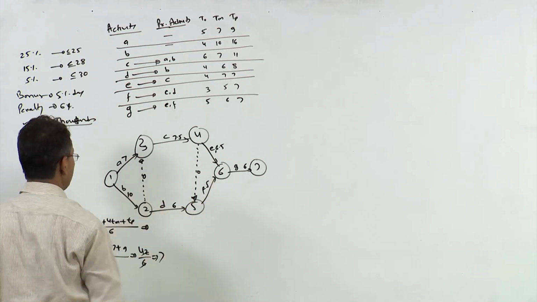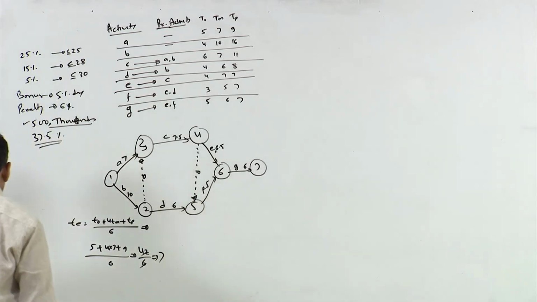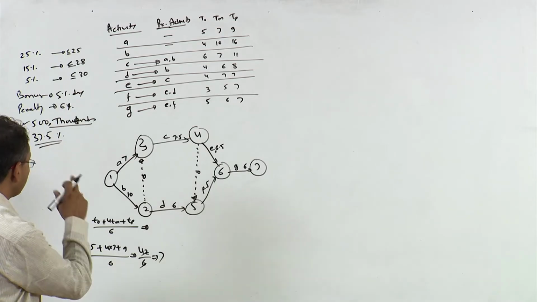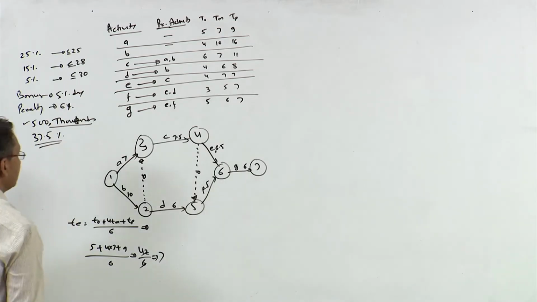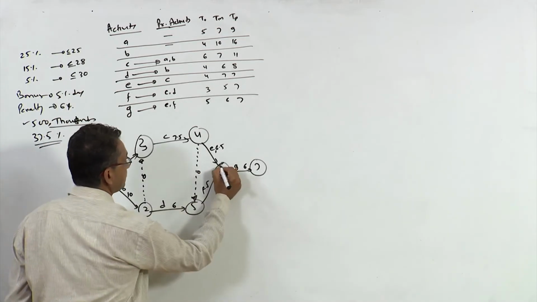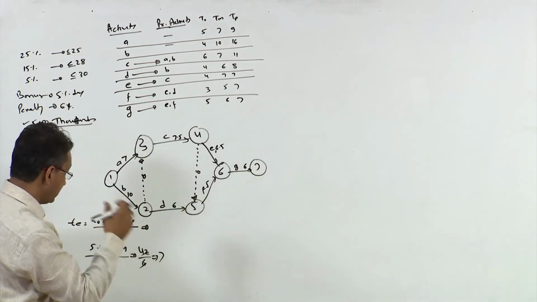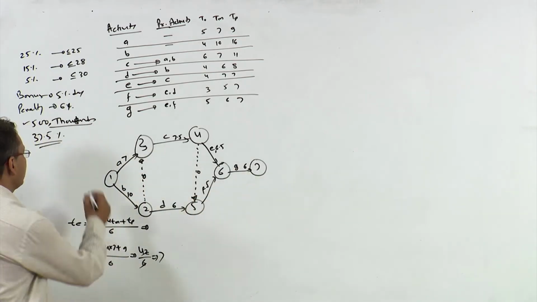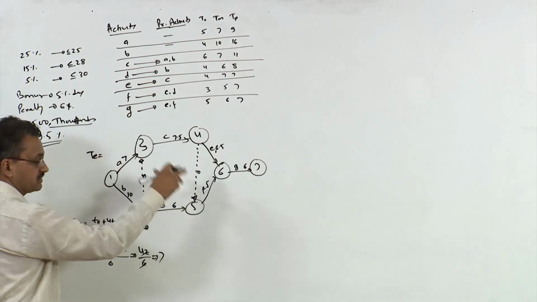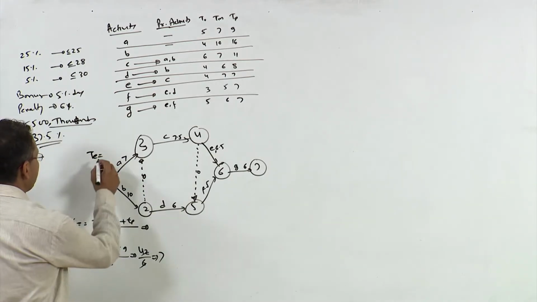So, 0 durations. Once you are done with this calculation, you need to find out how much time this project will take to complete. So let us find out TE and TL values at all these nodes. The early start time is 0.